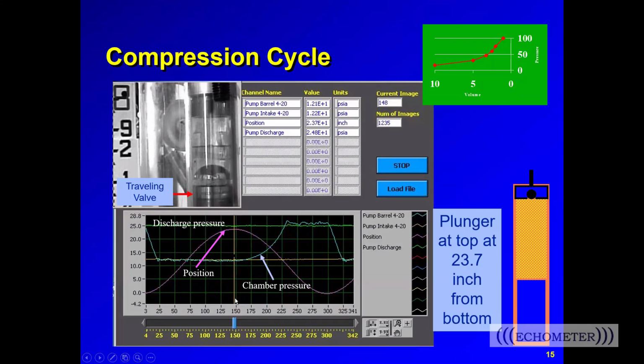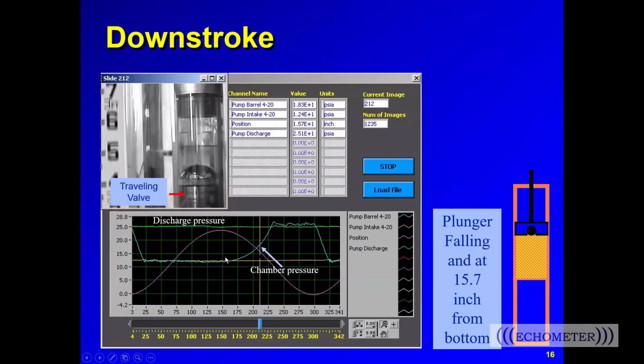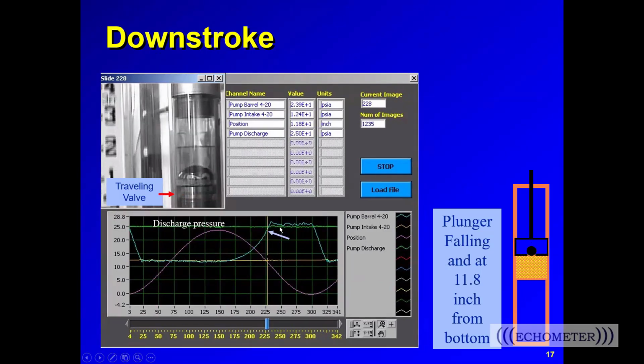And this vertical line indicates where we are in the stroke. So here the upstroke has already occurred. The expansion and intake cycles are complete, and now we're at the top of the stroke. The pressure inside the pump, the chamber pressure, is equal to the intake pressure. So now the plunger is falling. The chamber pressure is increasing due to the compression occurring on the downstroke. We see the traveling valve is still on its seat, and we're still some distance from reaching the discharge pressure.